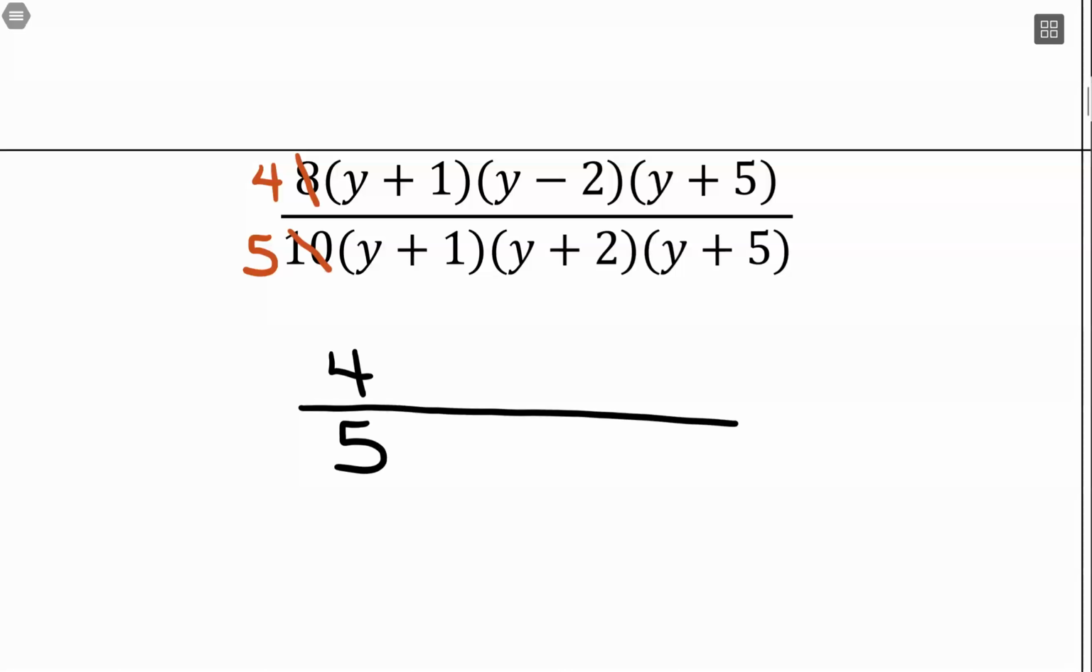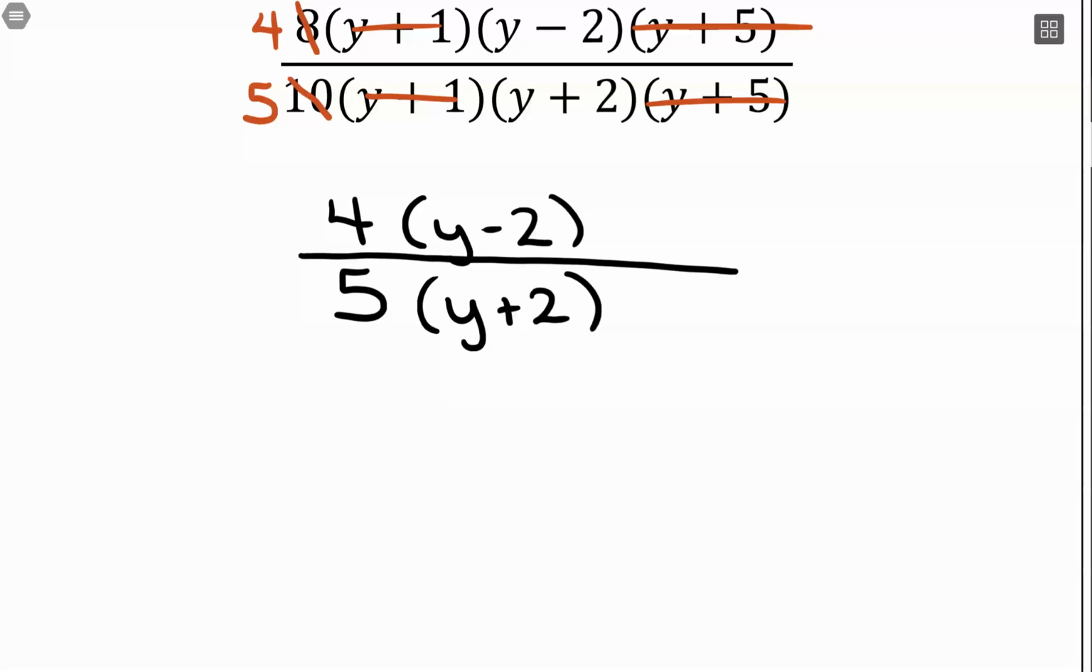And then we could just look for matching pieces. So y plus 1, y minus 1. So those would cancel with each other. Y minus 2, y plus 2, since those aren't exactly the same, those can't cancel out, but the y plus 5 values can. So we're going to be stuck with a y minus 2 times y plus 2.